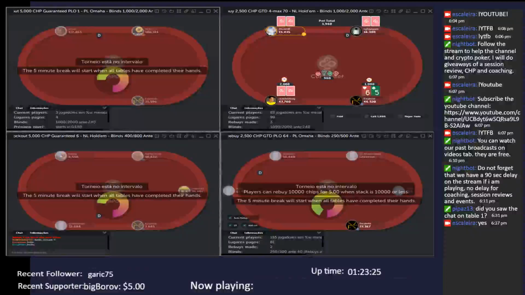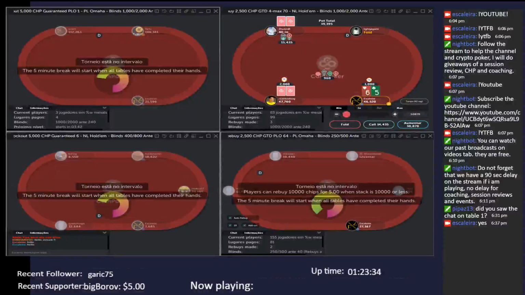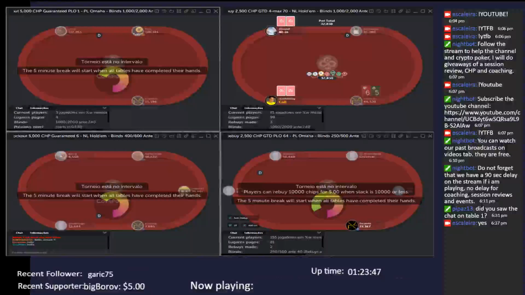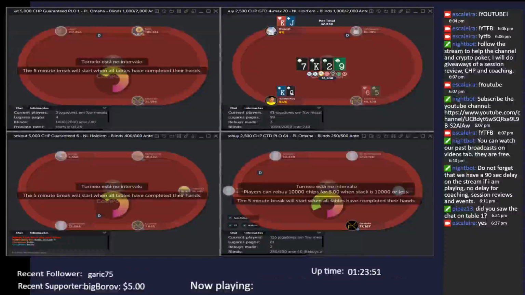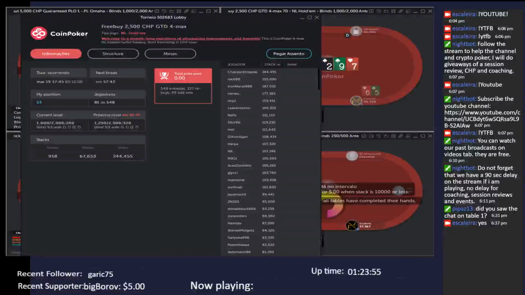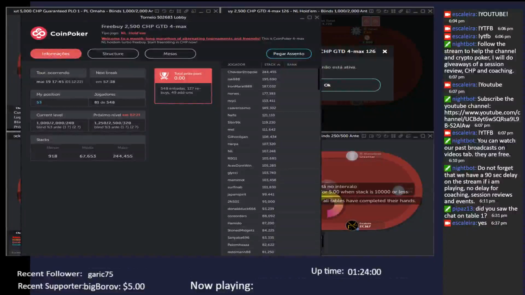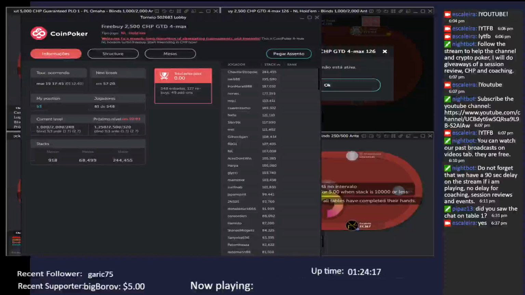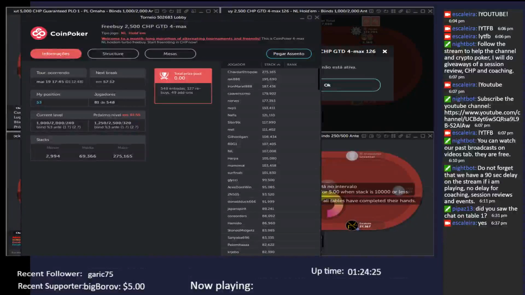So we still have one table that is being played, and guys, we should have a break at this moment, and of course that will be nice, but we are playing, so we are in the money, we are happy, we can see the payouts of this tournament. And you can make your own math and see you have 548 entries, 127 rebuys, 49 add-ons. So if you wait a little bit, the lobby will say how much it will be for the first place, for the second place.